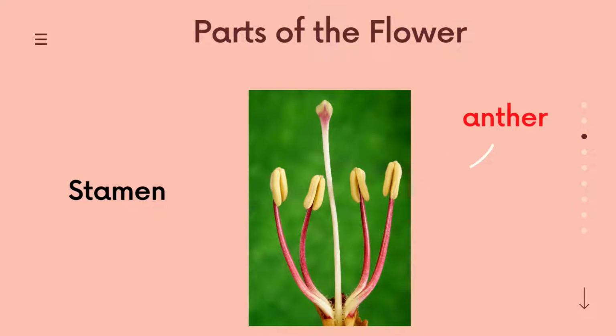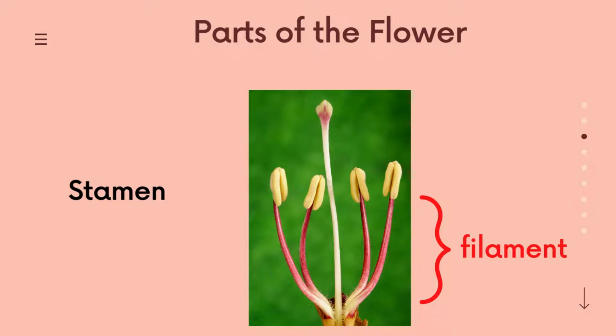The stamen consists of two parts. The first part, as you can see here, is called the anther. The anther is where all the pollen is produced, and it is that bulb-like looking portion that you're seeing at the top of the stamen. The second part of the stamen is called the filament. It is that slender looking stalk-like structure that supports the anther.